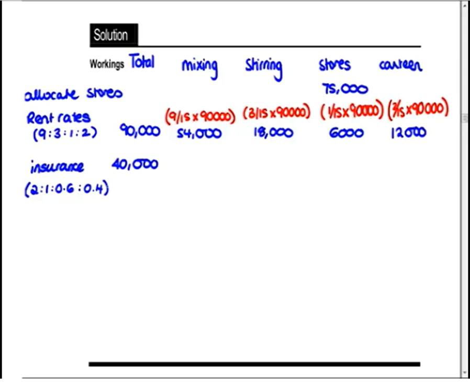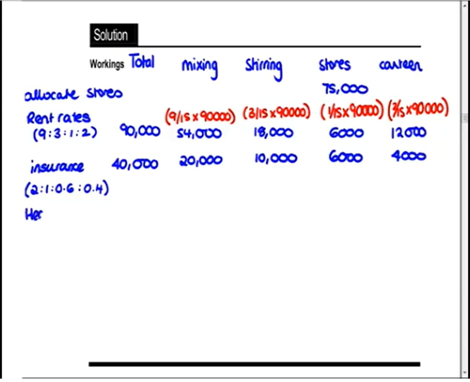So we've got 2/4 or 50% of the cost of the machinery is in the mixing department, so it will have $20,000 of insurance costs. In the stirring department then, we've got 1 million out of 4 million, or a quarter of the costs, so 10,000 to the stirring department. 0.6 out of 4 million is going to be 15%, so 15% times by 40,000 is 6,000, and the final 4,000 to the canteen.